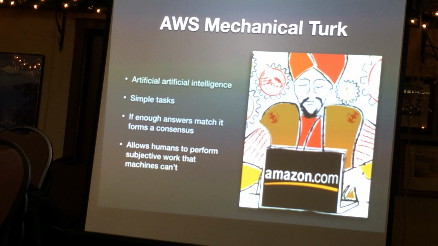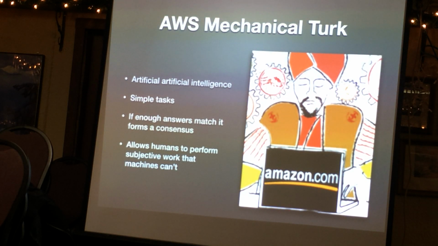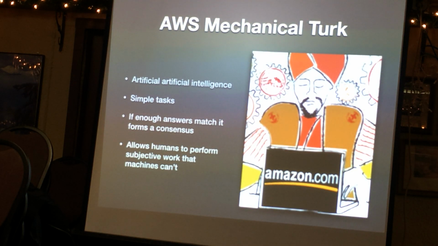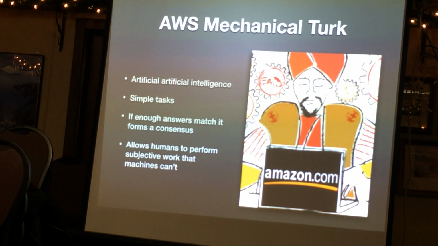So basically, Amazon touts this as artificial intelligence. They're breaking simple tasks down into bite-sized chunks. They're paying cents on the dollar, and enough answers form a consensus via probability. Then we know we have a pretty decent answer here. It allows humans to perform tasks that machines are not really good at, or that would be really hard to program. It would cost much more to hire a team of developers to work on this for 5 years to develop something than it would to just farm this out to cheap humans.